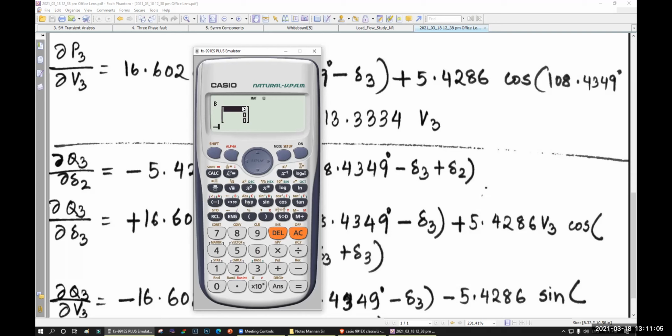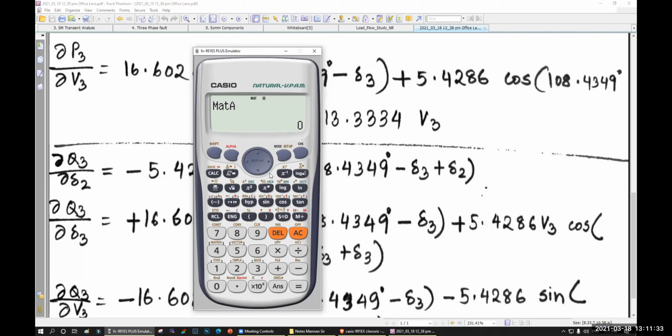Now here, next one is what? 0.3, no, 0.3566. Next one, 0.30007. Next one is 0.65007, right? Something like that. Yes. Now click AC, shift, matrix, number A, that means 3.